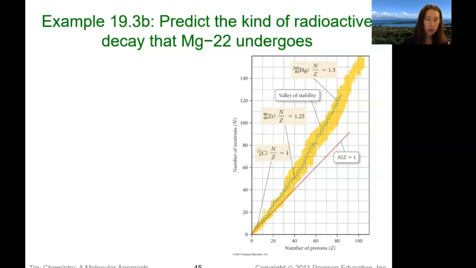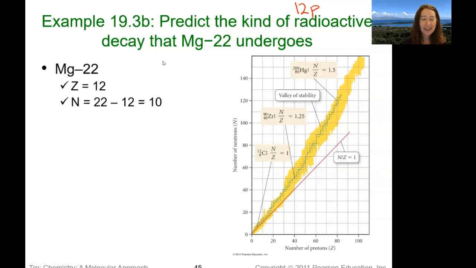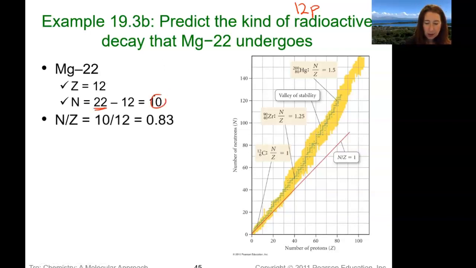Okay, magnesium-22. So you look at magnesium: 12 protons. Well, that's supposed to say P, 12 protons. I think I have this on here, right? Yeah, there we are. 12 protons, 10 neutrons. So our N/Z ratio, neutrons over protons, is 0.83.